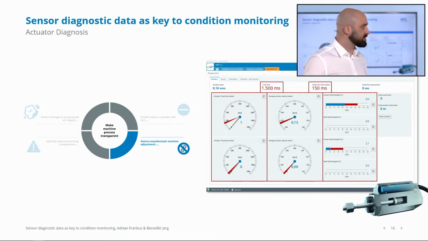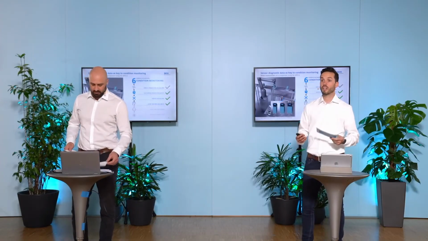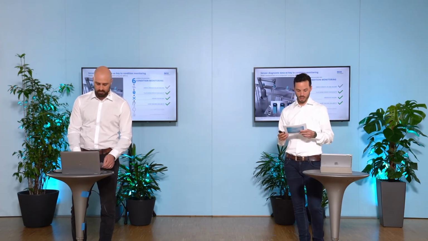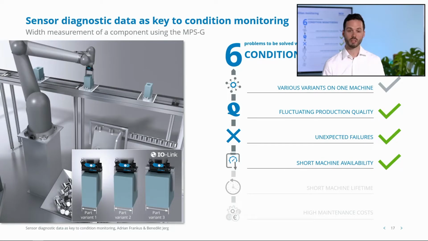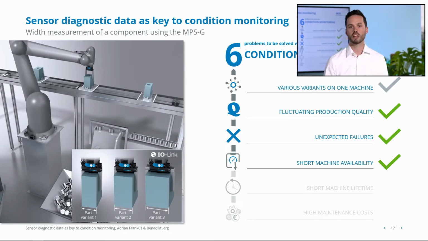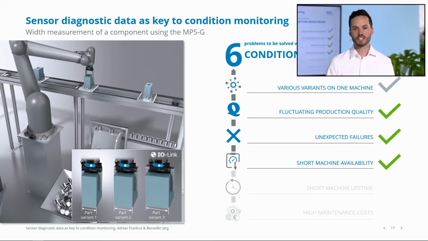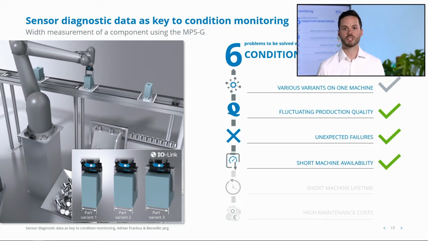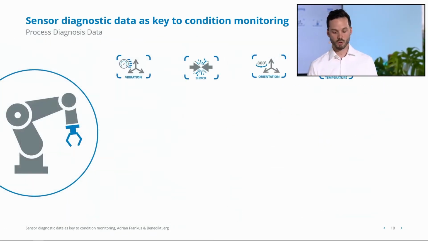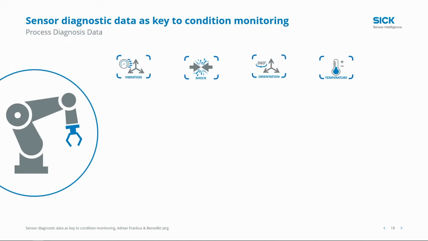So Benedict, which problems are solved right now? By evaluating the actuator diagnosis data, we are able to enhance the production quality, to minimize the unexpected failures, and to extend the machine availability. So we get a lot of information out of the sensor, but it is still not enough to handle all the challenges we have within this application. So therefore, we have the additional process data, and we can get more information out of our application. The MPS-G delivers information about vibration, shock, orientation, and temperature.